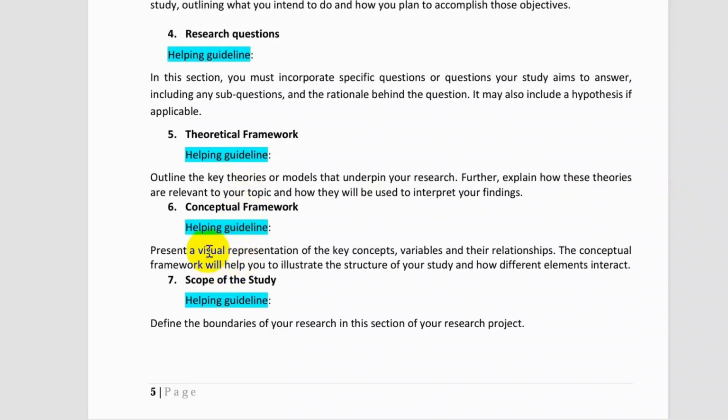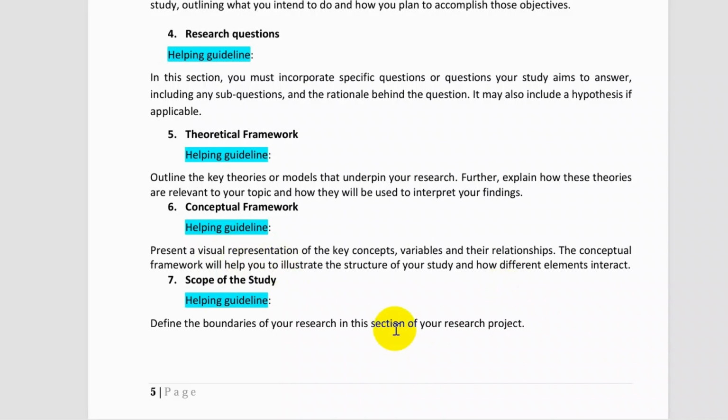This is actually a visual representation, like a diagram, that shows the key concepts and their relationships in your study. Then there comes the scope of the study. The scope of the study is basically the section in which you need to define the boundaries and limitations of what the research will cover.